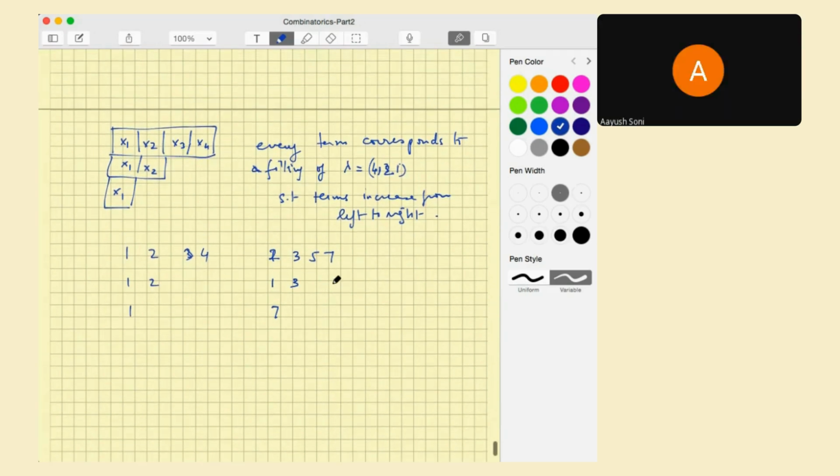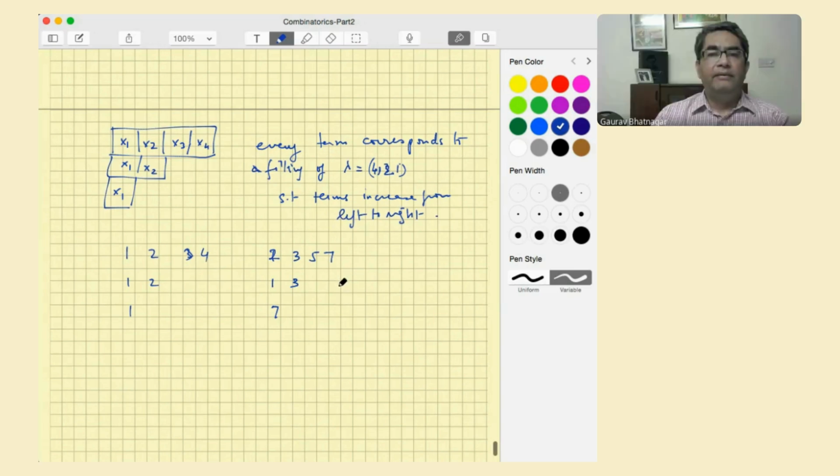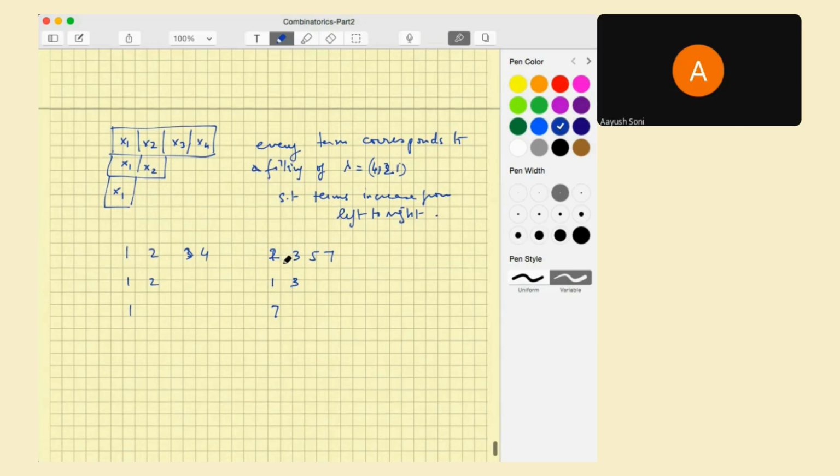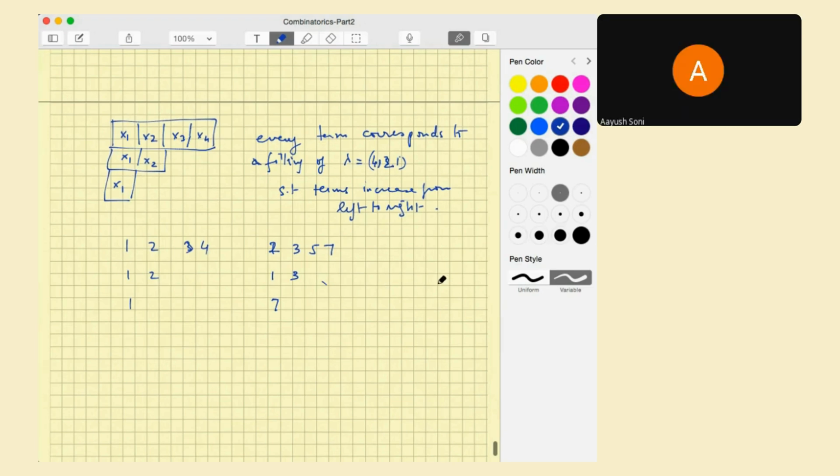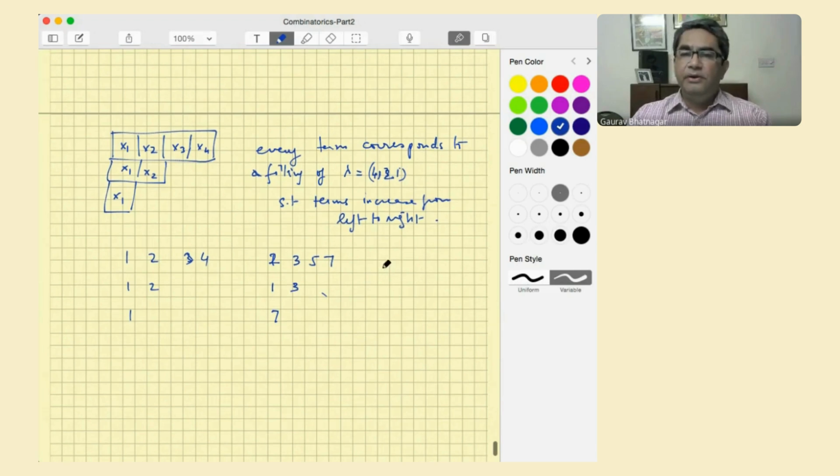Oh, Professor, why do we have the strictly increasing condition? Strictly increasing is because of the way E4 is defined.